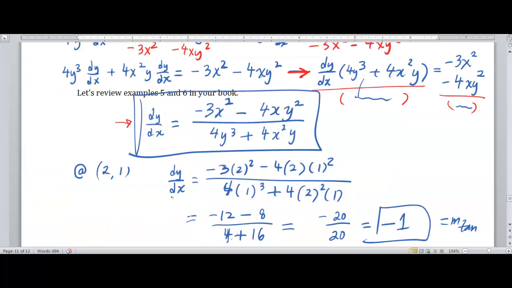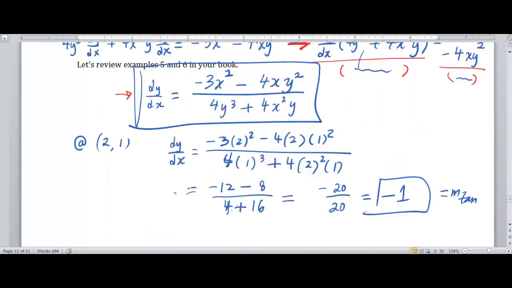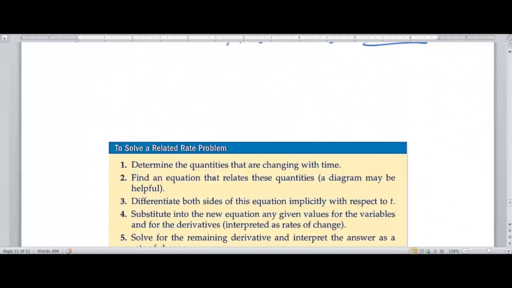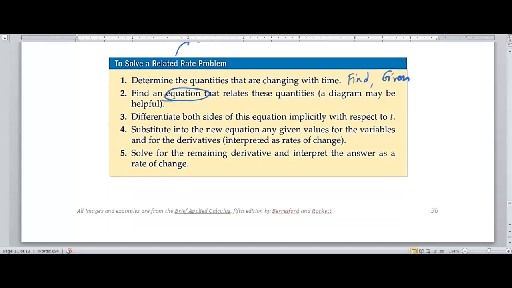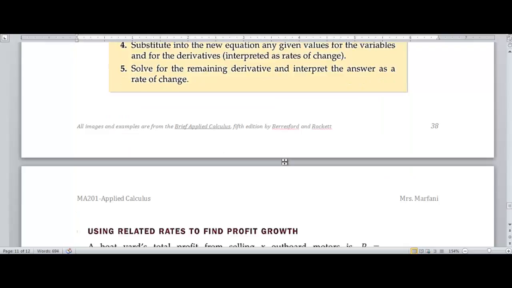That is example 6. Okay, so what we just did, example 6, this was called a related rates problem. Related rates. So first, determine the quantities that are changing with time. So I always ask, what are you trying to find and what are you given? Write those out. Okay, find an equation that relates these quantities. Here we use the area equation. Take the derivative of both sides implicitly with respect to t, time, okay? Substitute into the new equation any given value, so then you just plug in your values, and then you solve for what you're trying to solve for, dA/dt, dy/dt, whatever you're solving for.